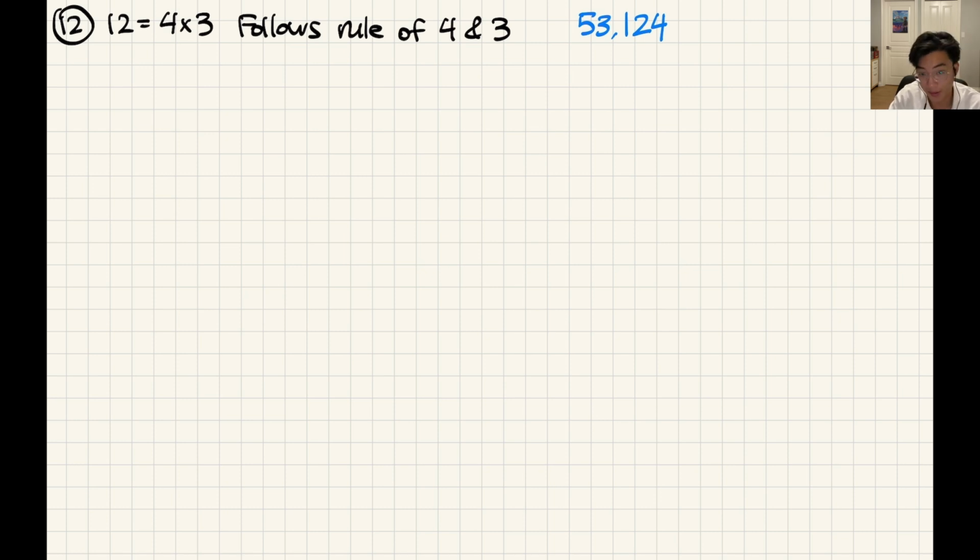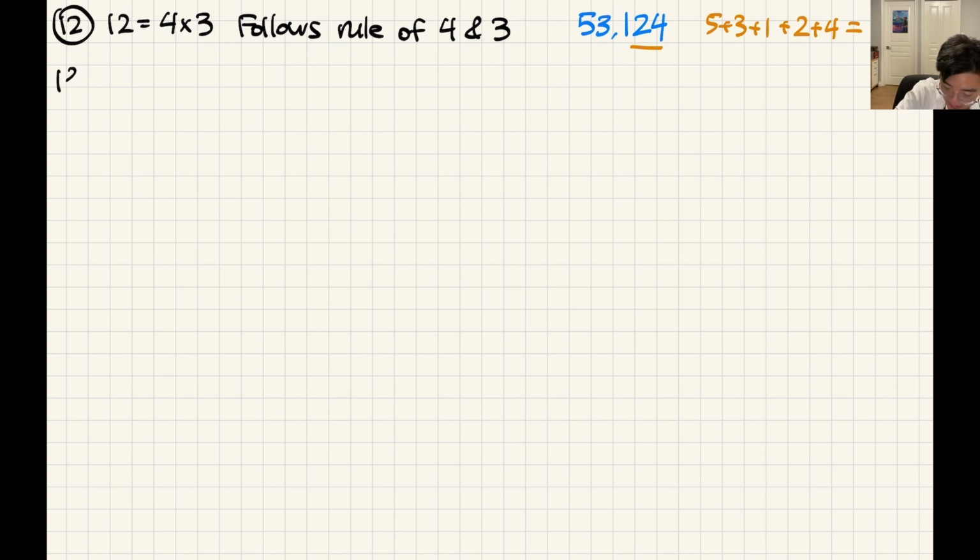So take this number for example. 24 at the last 2 digits, divisible by 4. We add all the digits up. That's 8, 9. That's 9 plus 2, 11 plus 4, 15. 15 is divisible by 3. So we can see this number will be divisible by 12.